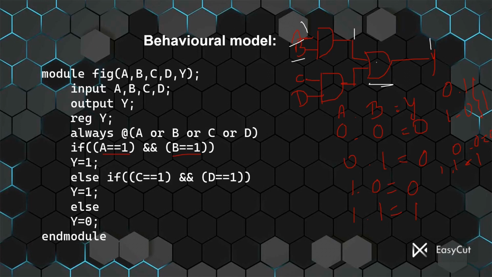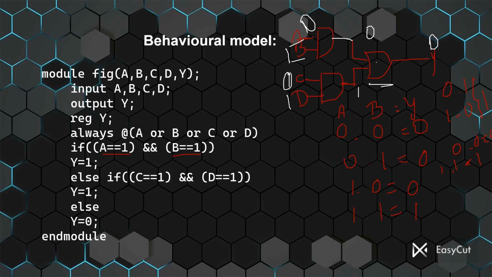Or else, if C equal to 1 and D equal to 1, then the output here will be 1. So the input for the OR gate is 1. If this is 0 and this is 1, the output will be 1. Or else if the A value is 0, the B value is 1, the C value is 0, and the D value is 1, then the output will be 0. The Y value will be 0.